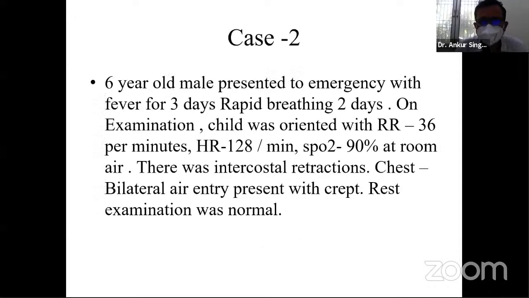So, let's begin with a case. A 6-year-old male presented to emergency with a fever for 3 days and rapid breathing for 2 days. On examination, the child was oriented with a respiratory rate of 36 per minute, heart rate of 128 per minute, SpO2 90% at room air. Intercostal retractions were present and bilateral chest air entry was present with few crepts. The rest of the examination was within the normal range. This was a hurried examination by an emergency pediatrician.